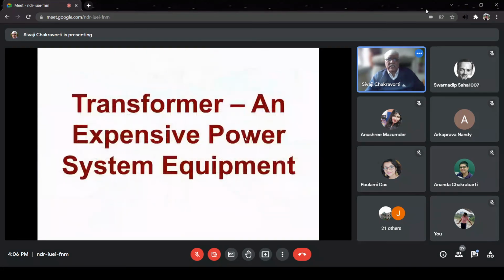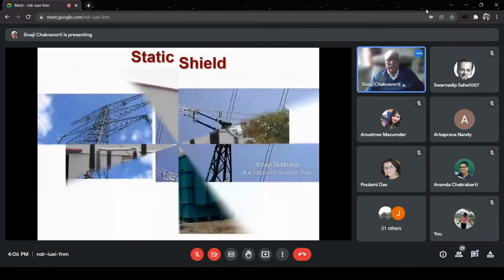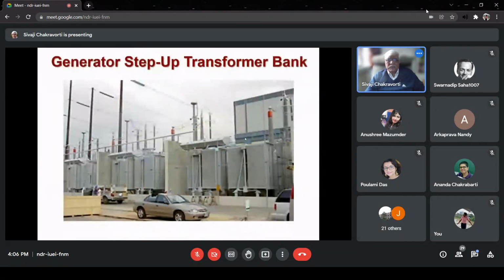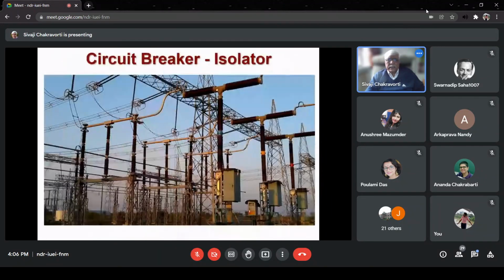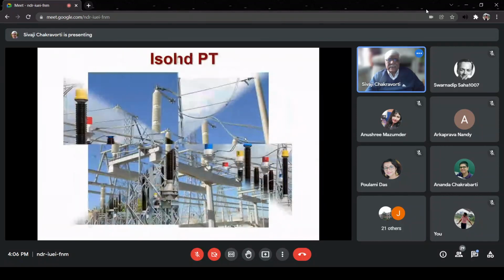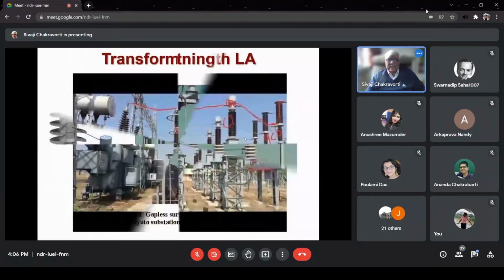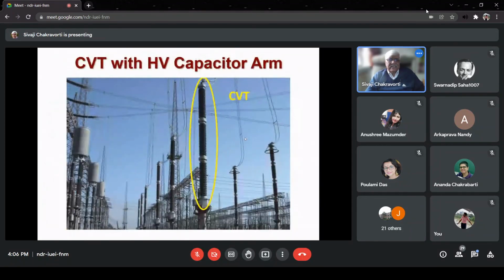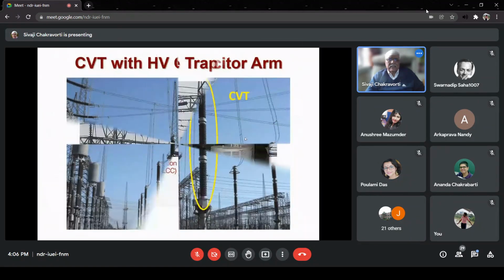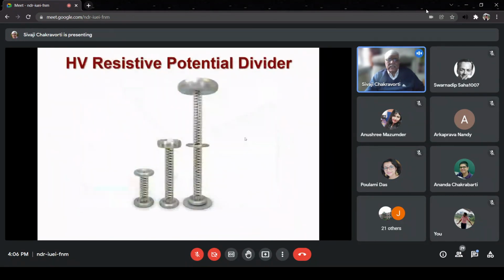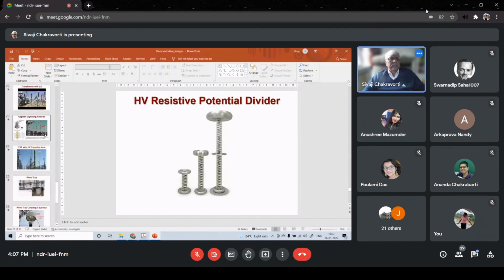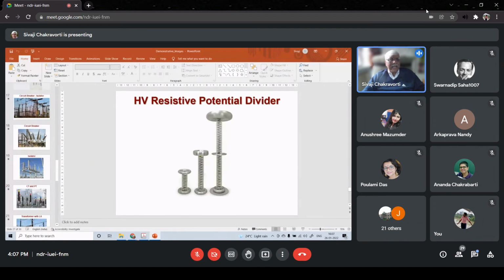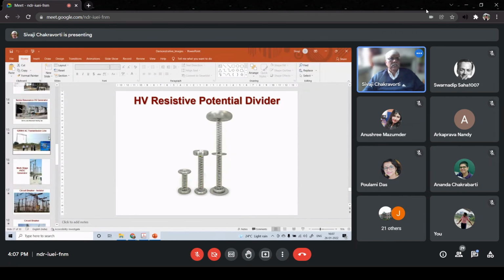Let me see. I don't think I have it. Anyway, this is how we use transformer banks. That's how we use it.